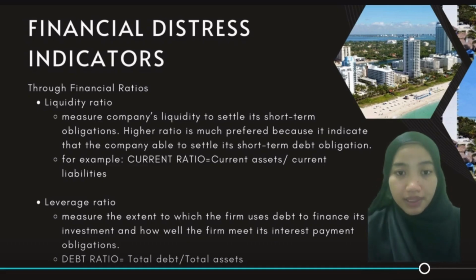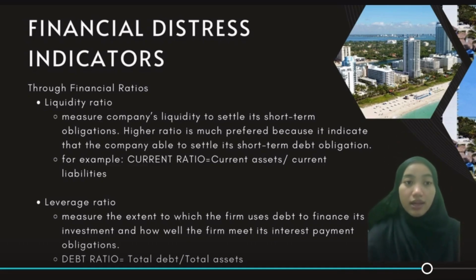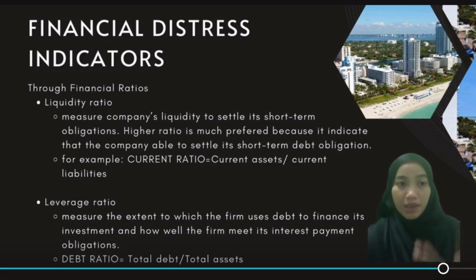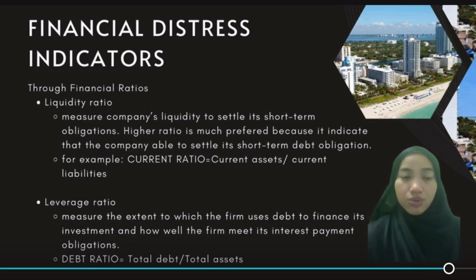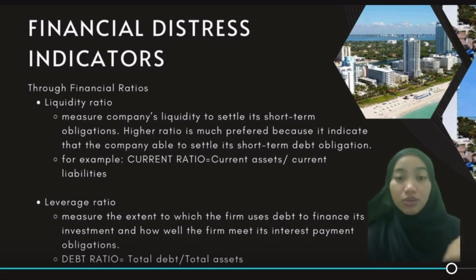For example, the method that we use in this indicator is the current ratio, which is current assets divided by current liabilities. In the financial ratios, we also have the leverage ratio, which measures the extent to which the firm uses debt to finance its investment and how well the firm meets its interest payment obligations. In this method, we have the debt ratio, equal to total debt divided by total assets.